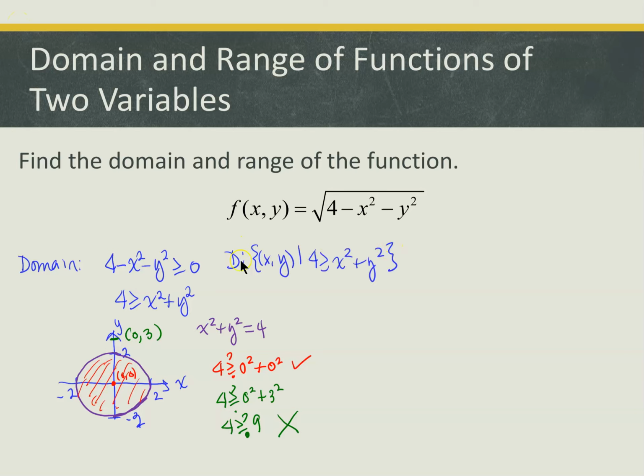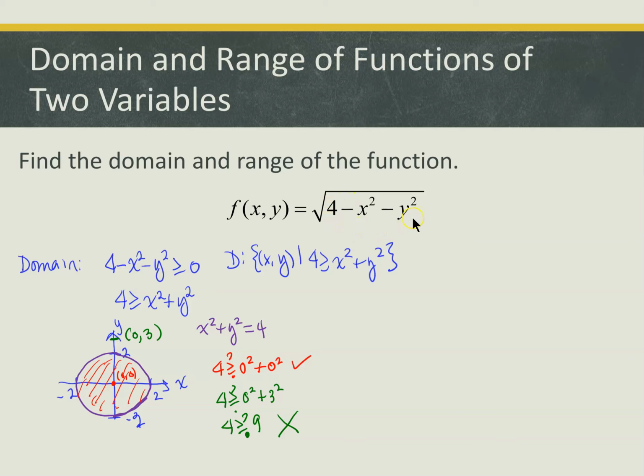So we can write that the domain is the set of all points (x, y) such that 4 is greater than or equal to x squared plus y squared. And here is a graph of that domain. Now we were also asked to find the range of the function. And so now we have to consider what happens to these output values.